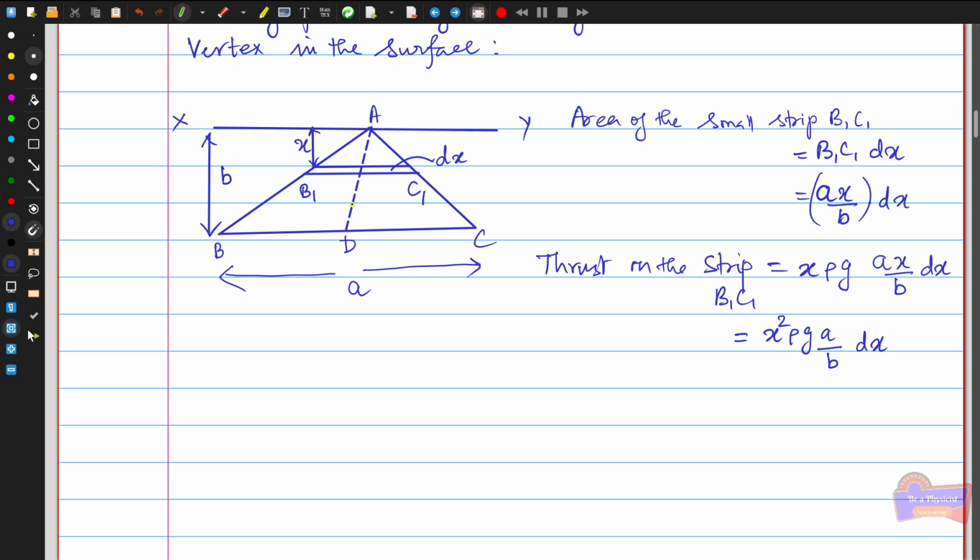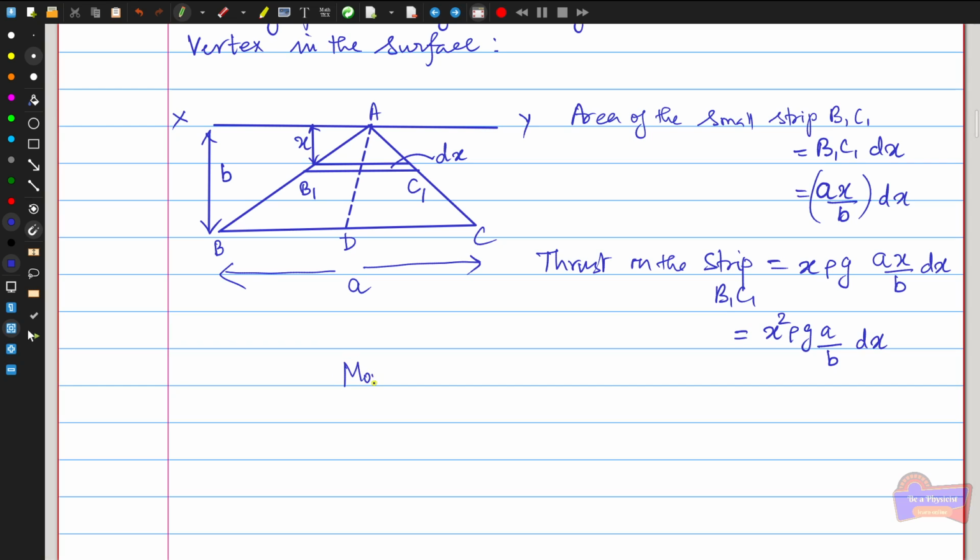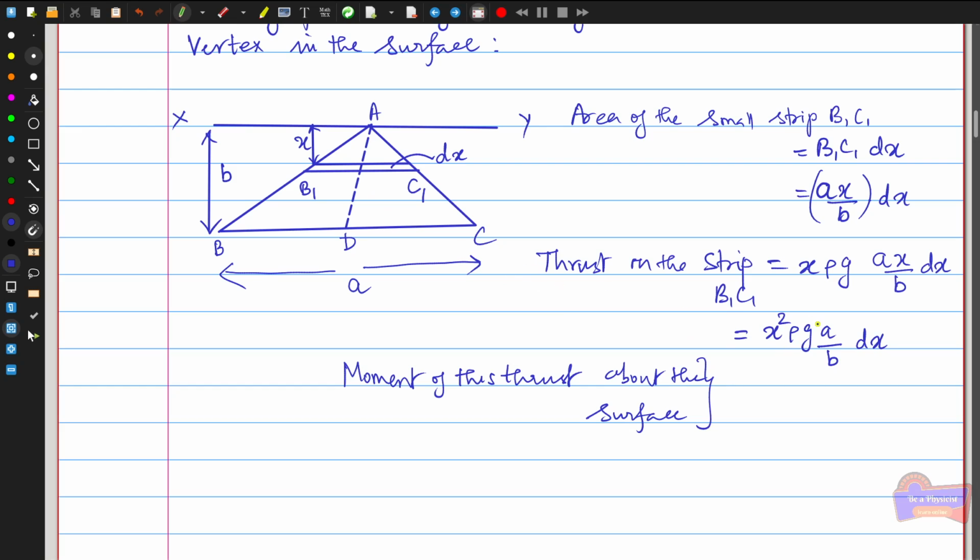Now we can find the moment of this thrust about the liquid surface. The moment of this thrust about the surface is the total thrust multiplied by the distance x, so I can write this as a x cubed rho g divided by b into dx. So we have found the thrust on the strip as well as the moment of the thrust acting on this strip due to the water surface.